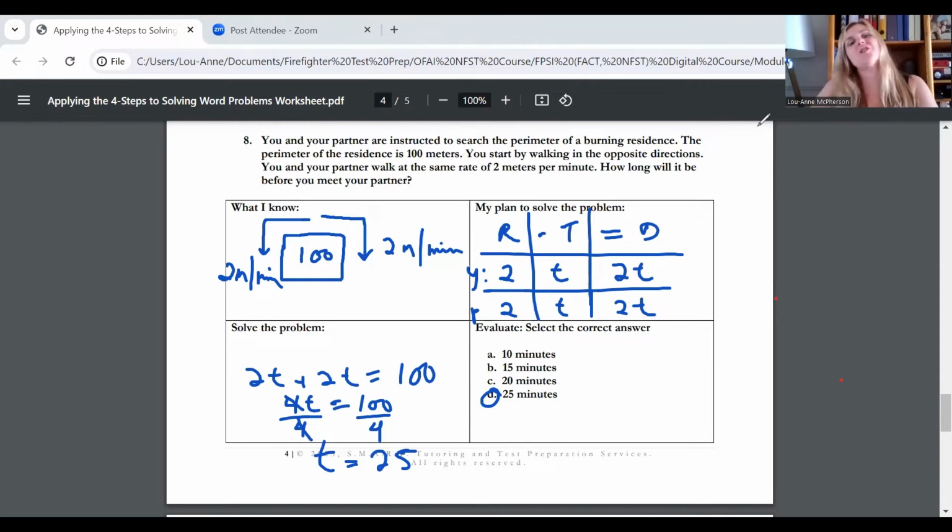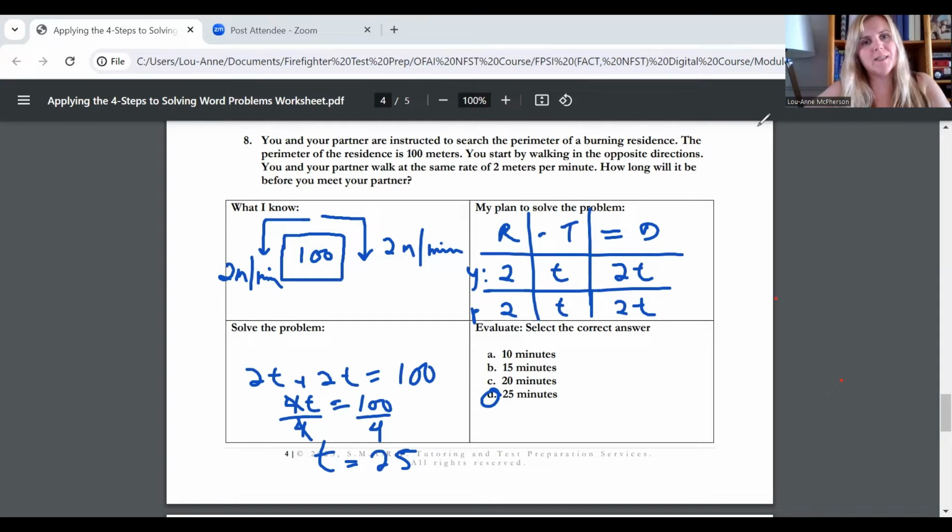Now, this type of question is something that you are likely to see on an FPSi test. So if you're preparing for the OFAI, or if you're preparing for the FACT test or the NFST test, you could see this type of question on any of those types of tests.